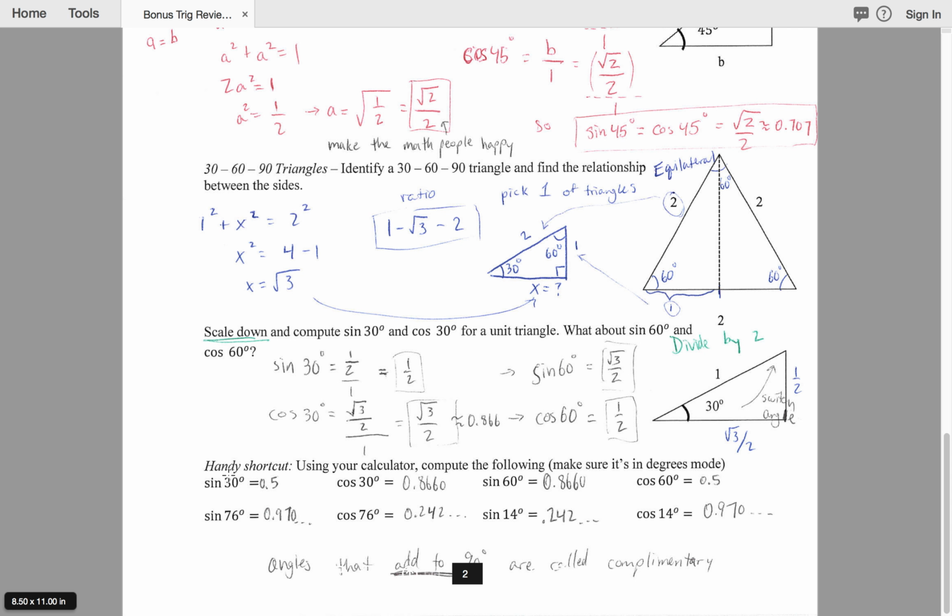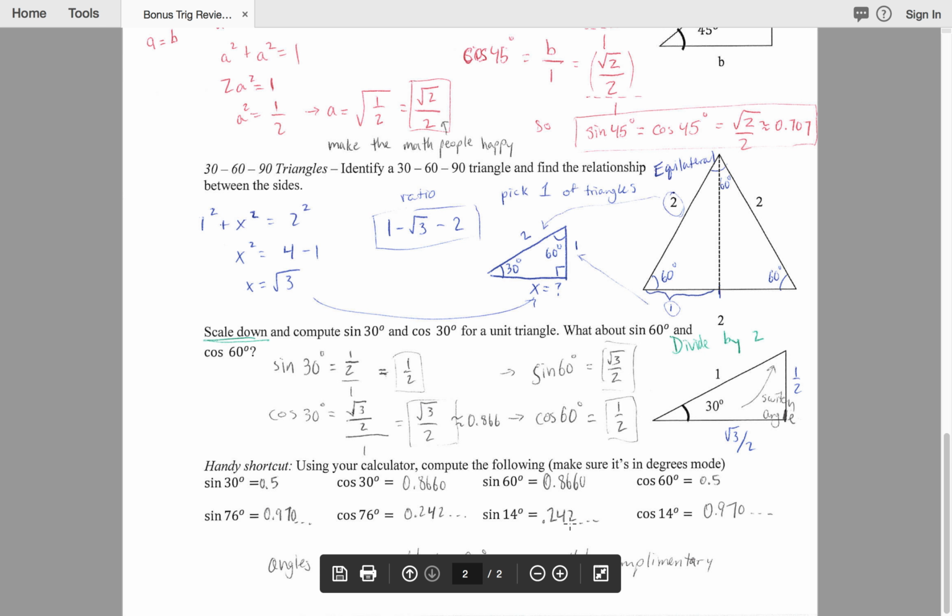I gave you some other slightly more exotic ones where you definitely can't use these triangle tricks from above. You'll have to use your calculator. You'll see sine 76 and sine 14 are these two values, and then cos 76 is the same as sine 14, and cos 14 is the same as sine 76.